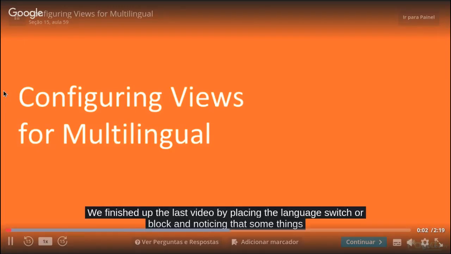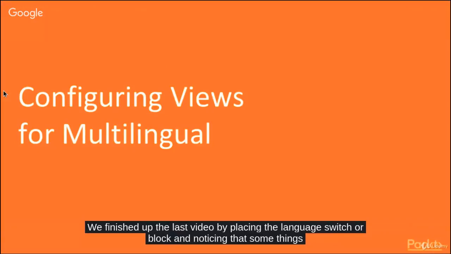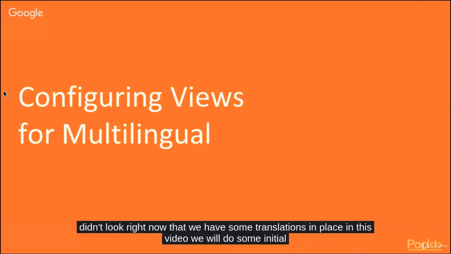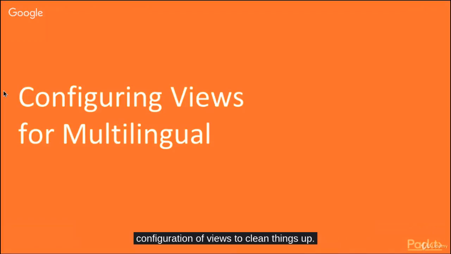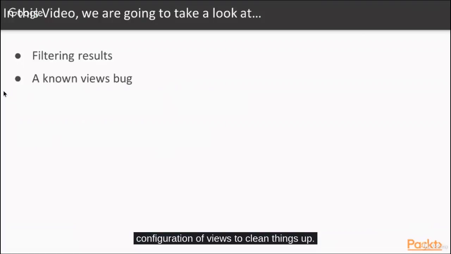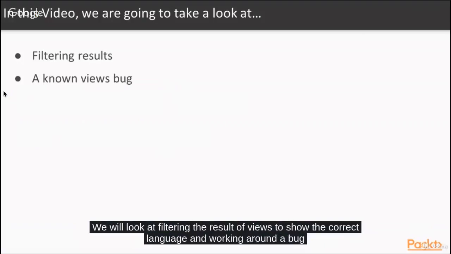We finished up the last video by placing the language switcher block and noticing that some things didn't look right now that we have some translations in place. In this video, we will do some initial configuration of views to clean things up. We will look at filtering the result of views to show the correct language and working around a bug in views.